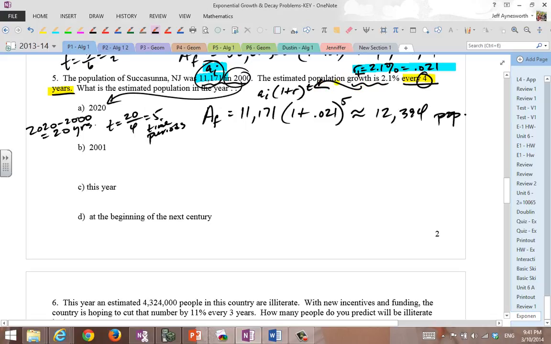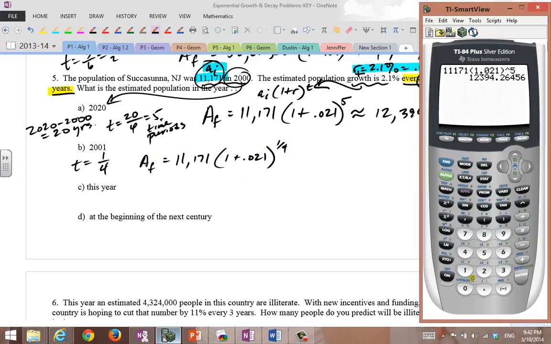Now in year 2001, well, that's only 1 year out of 4. So 1 year has gone by, but every 4 years it grows 2.1%, so it's a fourth of the time period. In this case, it's not going to be very much. 11,171 times 1 plus 0.021 raised to the 1/4 power.